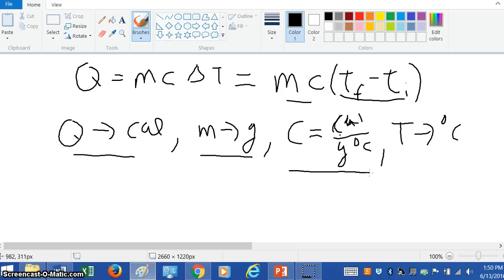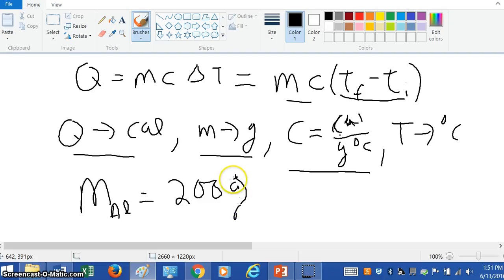So let's start with some mass of aluminum. So I'll put Al, mass of aluminum. And let's say we had, I don't know, how about 200 grams of aluminum. All right, so that's supposed to be a G. That doesn't look like a G, sorry. So that's 200 grams of aluminum.